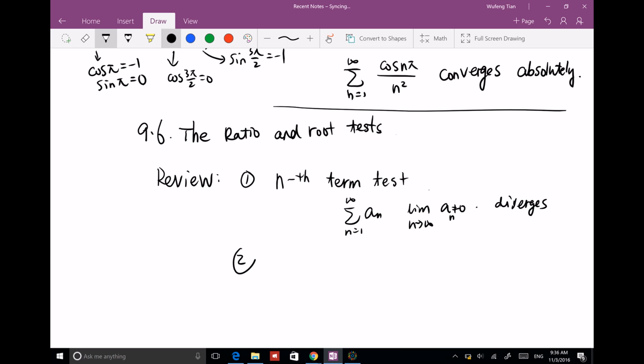Second, after the nth term test, what did we learn, Jasper? We learned about p-series. Before p-series, we have another one. Integral test. Before the integral test, we have another one.